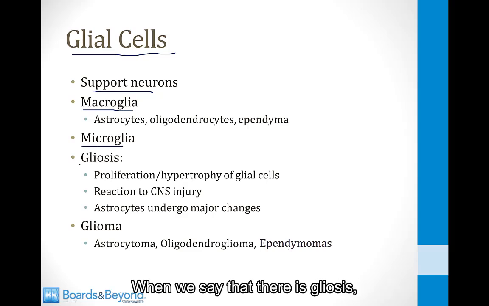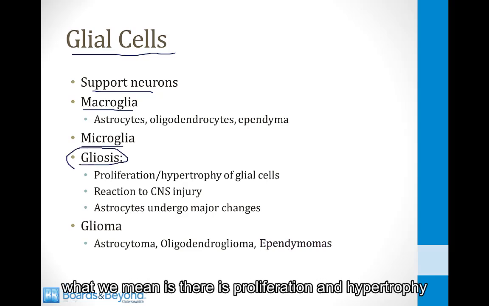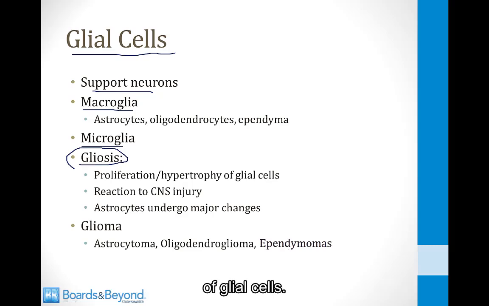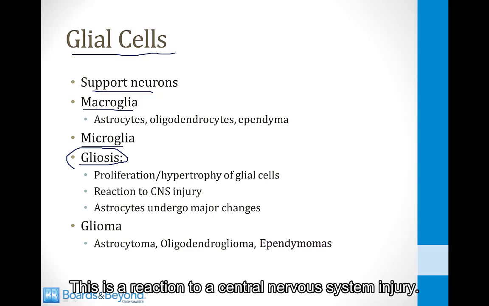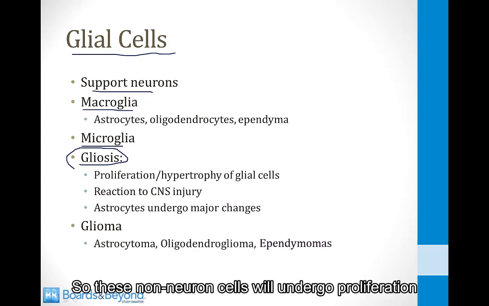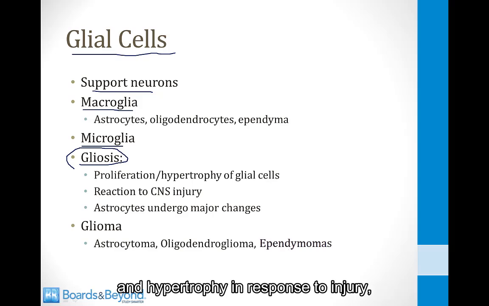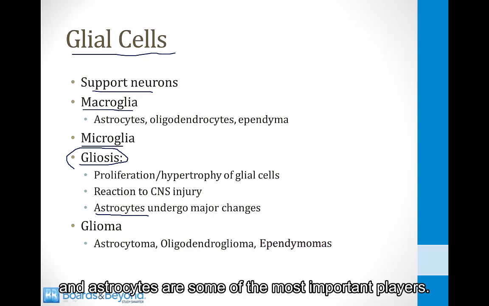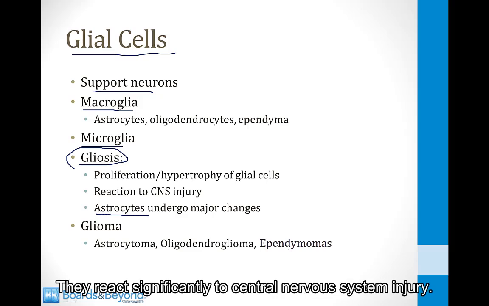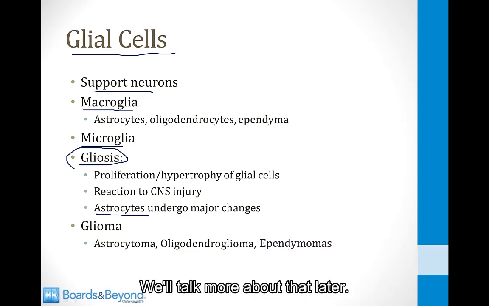When we say that there is gliosis, what we mean is there is proliferation and hypertrophy of glial cells. This is a reaction to central nervous system injury. So these non-neuron cells will undergo proliferation and hypertrophy in response to injury, and astrocytes are some of the most important players. They react significantly to central nervous system injury. We'll talk more about that later.